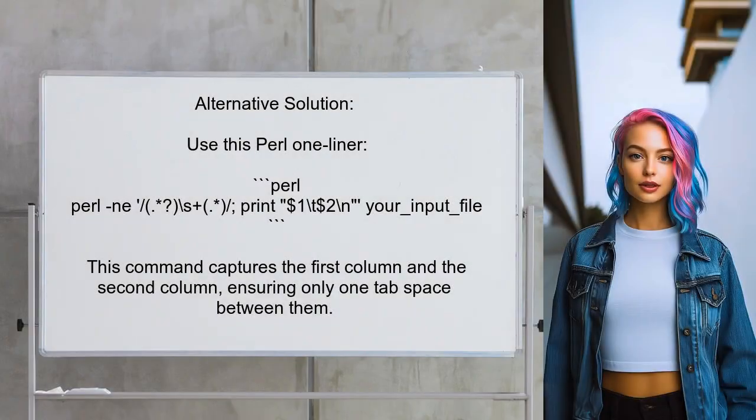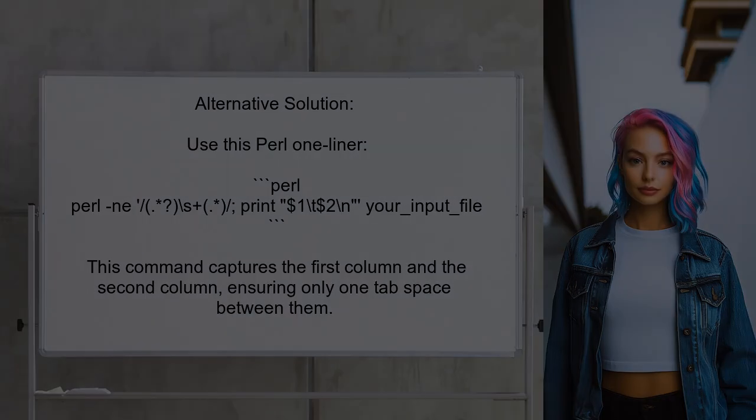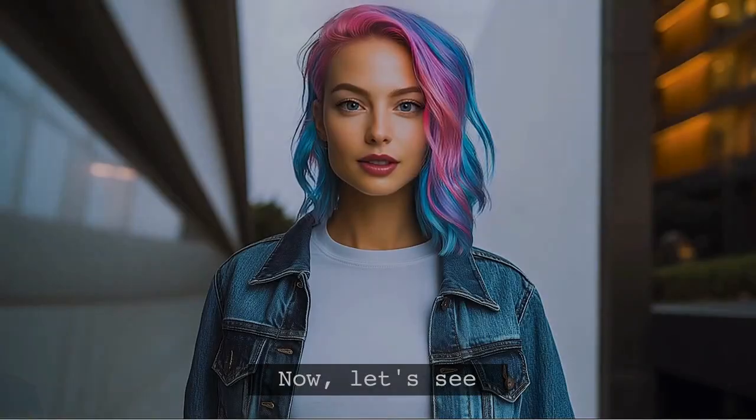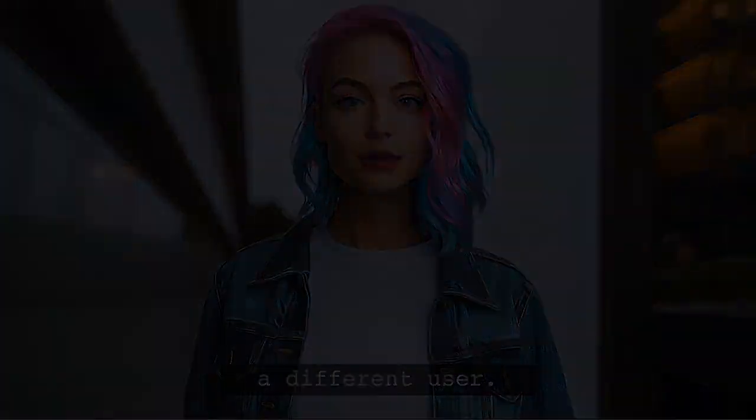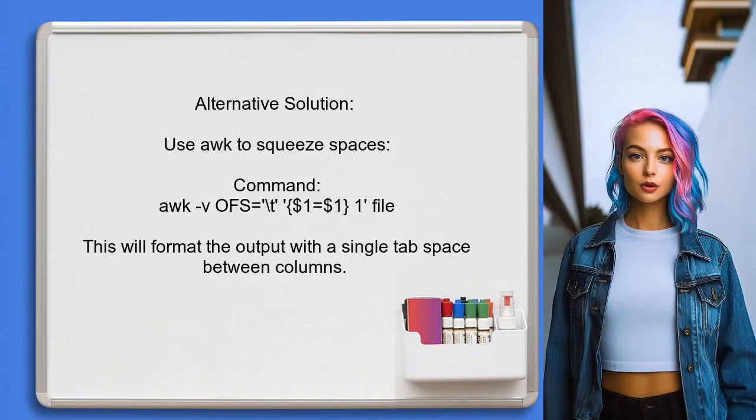An alternative solution provided by a user involves using a Perl one-liner. This command processes the input file by matching the columns and replacing multiple spaces with a single tab space. Now let's see a response from a different user. An alternative solution provided by another user suggests using the awk command to remove extra spaces between columns. The command sets the output field separator to a tab and effectively squeezes the spaces.